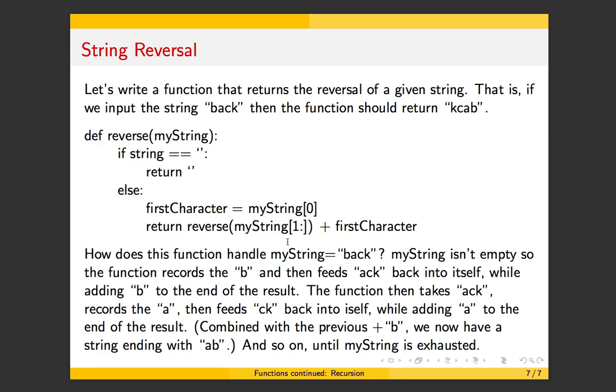So all this English here just says everything I just said. So how does it handle ACK? Well, it records the B, then feeds ACK back in, adding B to the end. Then it sees the ACK, records the A, feeds CK in, etc. The next thing it'll do is see the CK, record the C, add that, and so on. So you keep going until the string is done.